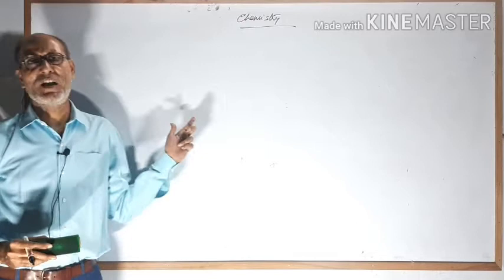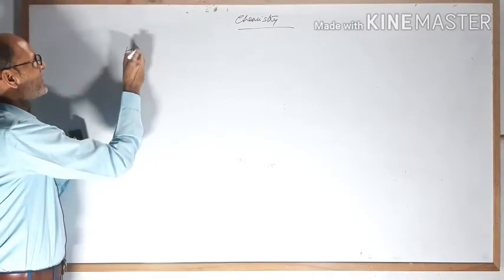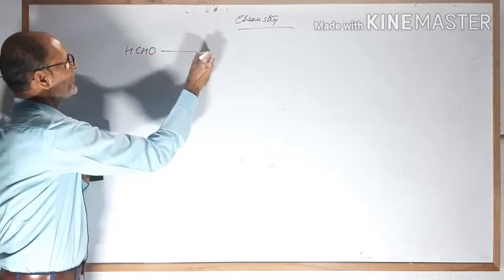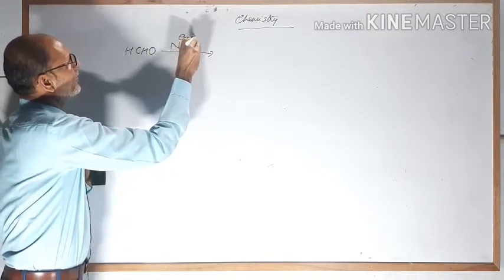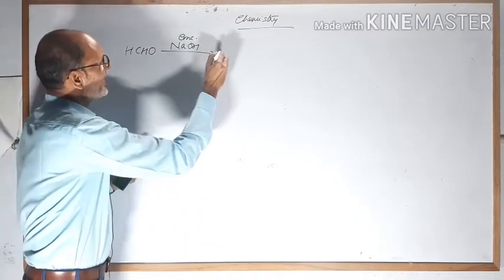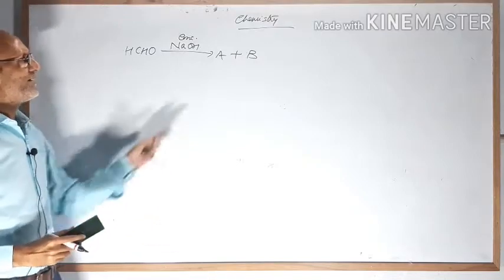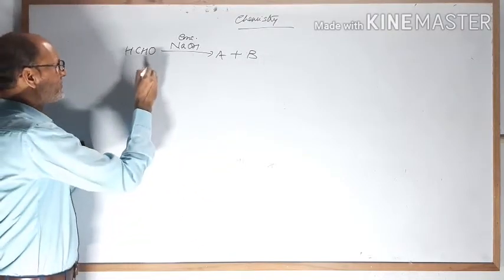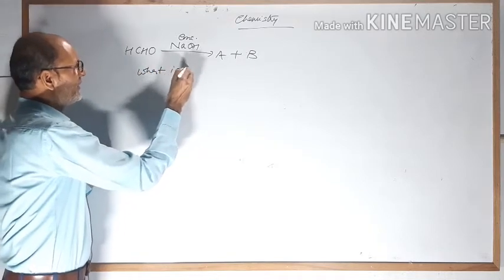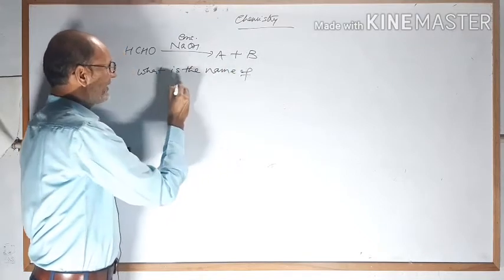One more question I am giving to do. Complete this reaction: HCHO gives, in presence of concentrated NaOH, what you will get, A and B. There are two products. You have to draw the structure of these products and write the name of the reaction. What is the name of the reaction?